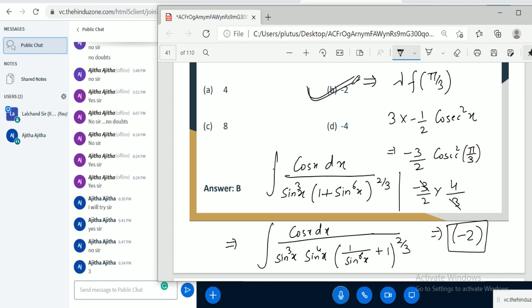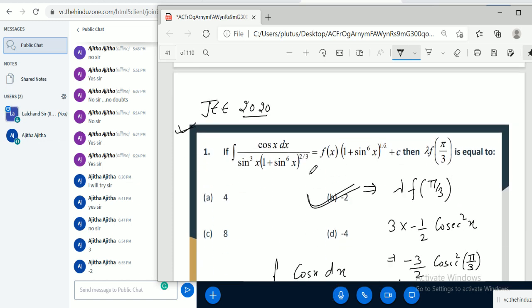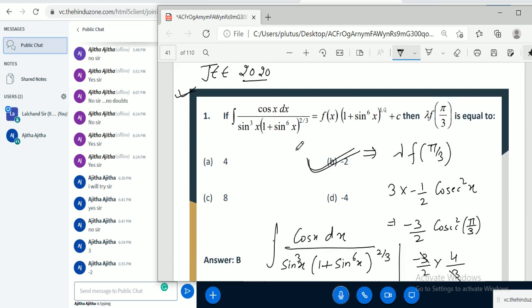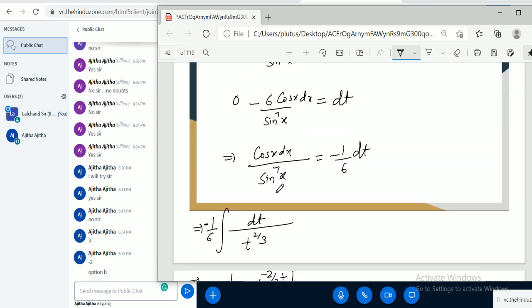Are you getting this question? Okay. This kind of question is asked, simply based on substitution and rearrangement. Absolutely option B. So, okay, let us try one more question.